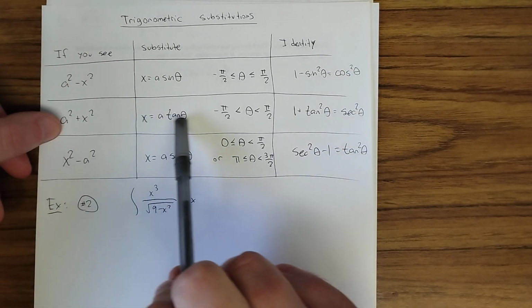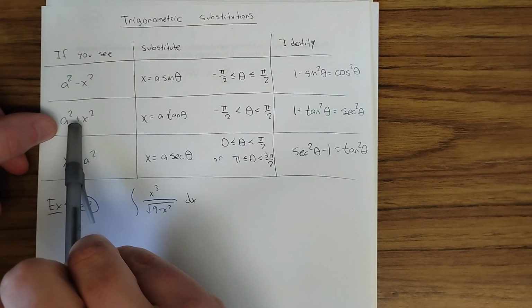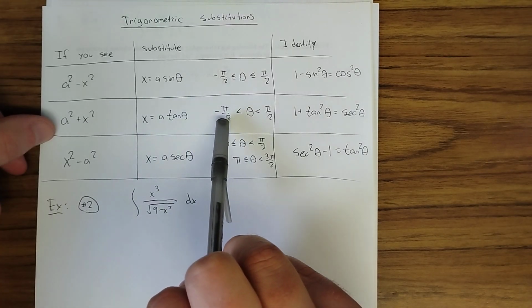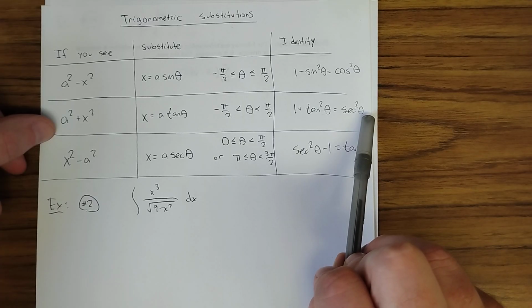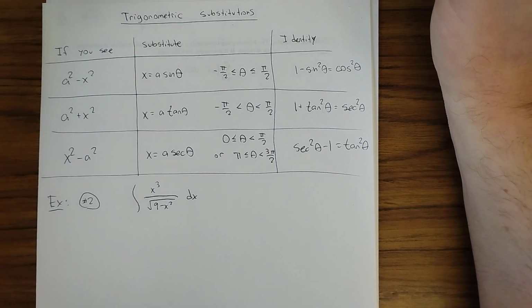And then here's this one. This is similar, except if I see a plus in between, then I do x equal a tan theta. There's an interval that theta needs to be in, and I anticipate using a different trig identity. And then here's one for secant.